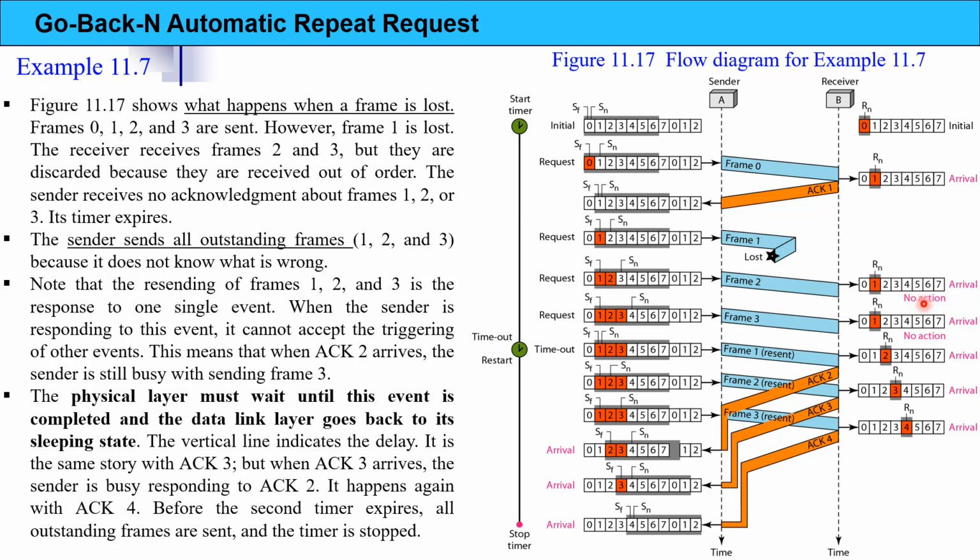So what will happen in the next protocol, which is the last one, is to resend only the lost frame. Received correctly, and we resend only the damaged or lost frame, not the whole window again.